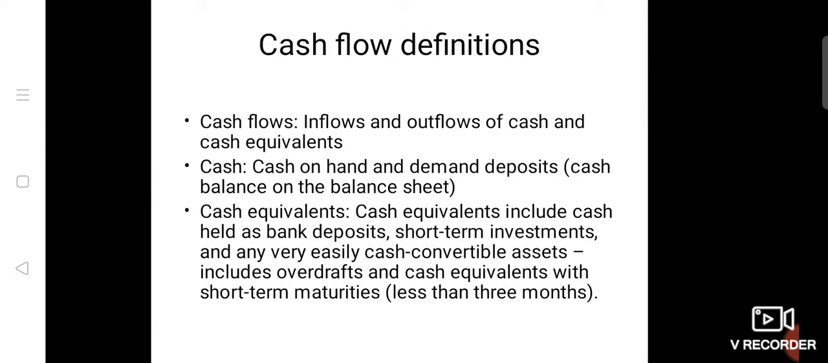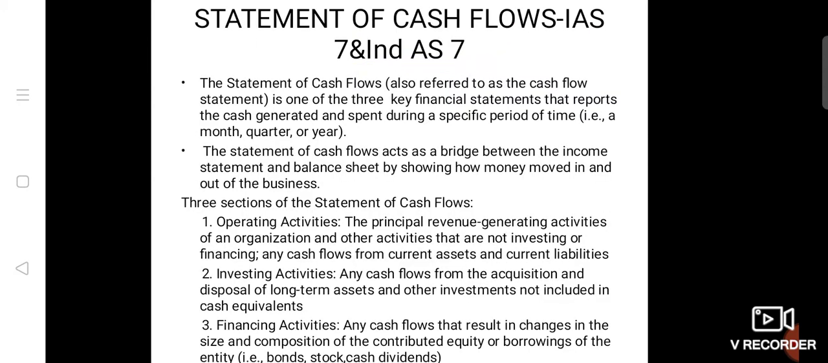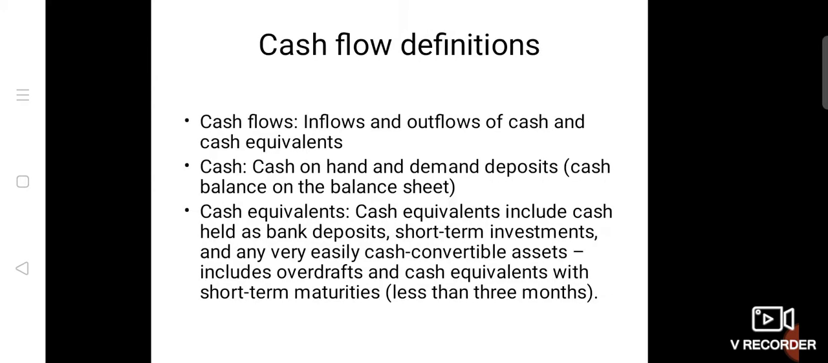Now, cash flow definitions. Some of the main cash flow definitions are: cash flows. Cash flows means inflows and outflows of cash and cash equivalents. Cash is one thing, and similarly cash equivalents is also a thing related to cash. Cash means cash on hand and demand deposits, the cash balance on the balance sheet, which is mainly treated as cash.